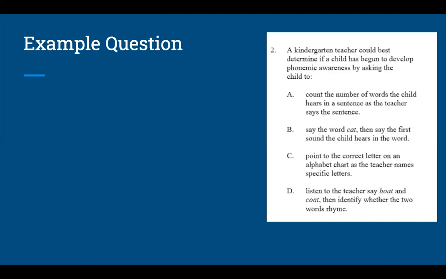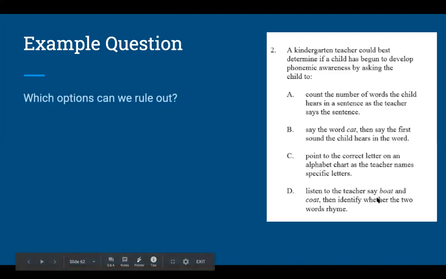So some important things that I recognize in the answers right away is there are some that aren't related to phonemic awareness because they're focusing on phonics skills with the lights on. So pointing to the correct letter on an alphabet chart is not necessarily a phonemic awareness skill, especially when you're developing just phonemic awareness. You would not be at that level yet. So that one we can get rid of right away. So which option can we rule out? Right away, I'd rule out C.